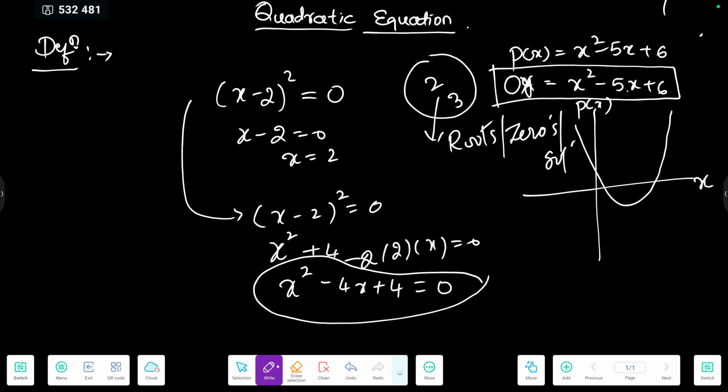You check it out. a into c, that is 4. Here you will take x common, that is x minus 2, minus 2 common, that is x minus 2. Something you will get like this.